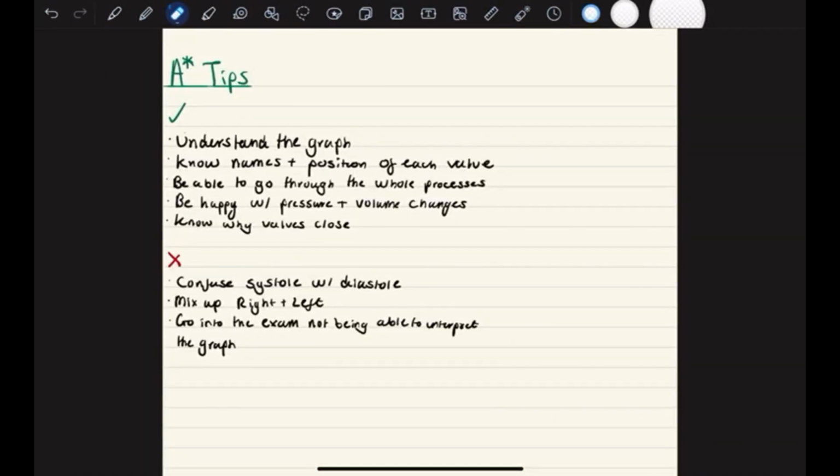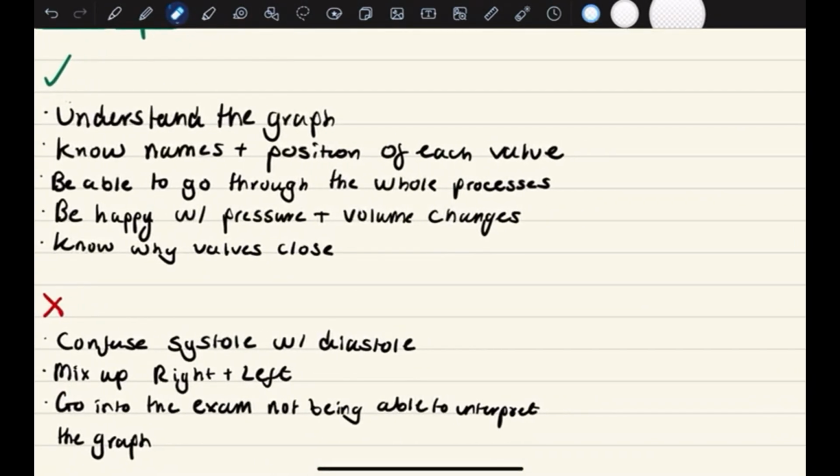Okay, and finally, we're on to the A-star tips. Now, I cannot stress how important that graph is. Guys, please, if there's one thing, please learn that graph, especially if you're doing SNAB. Yeah. Also, just know the names and positions of each valve. It's a simple 1 marker. If they ask you to name a heart valve, just name it, know what side it's on.